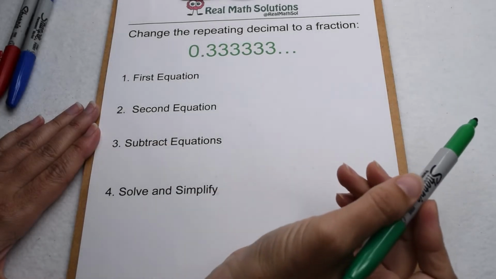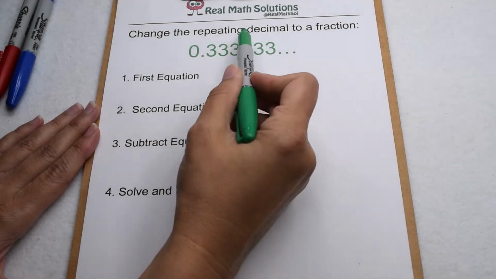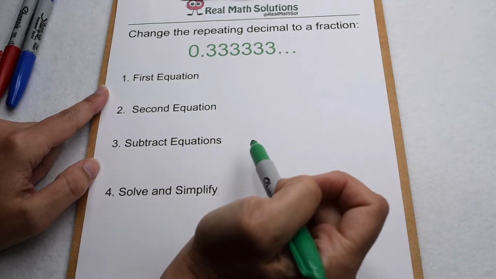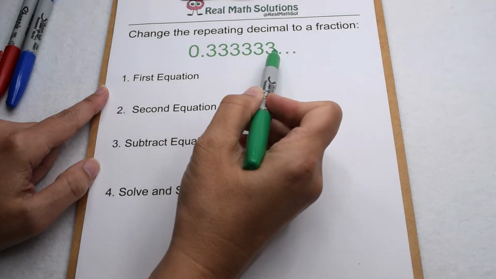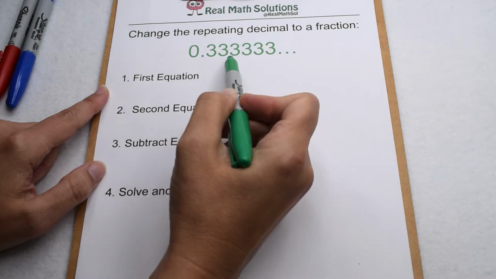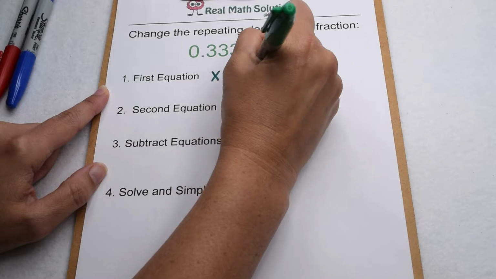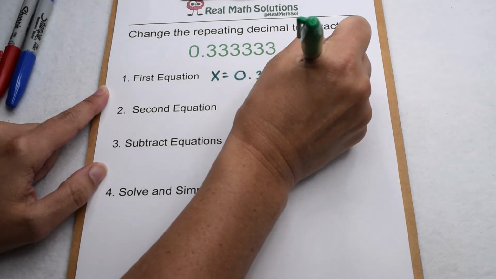We looked at how to change terminating decimals to fractions. Now we're going to look at how to change repeating decimals to fractions. One way to do that is through a series of equations. We're going to start with a repeating decimal we're all pretty familiar with, 0.3 repeating. We're going to start by writing the equation x equals 0.3 repeating.